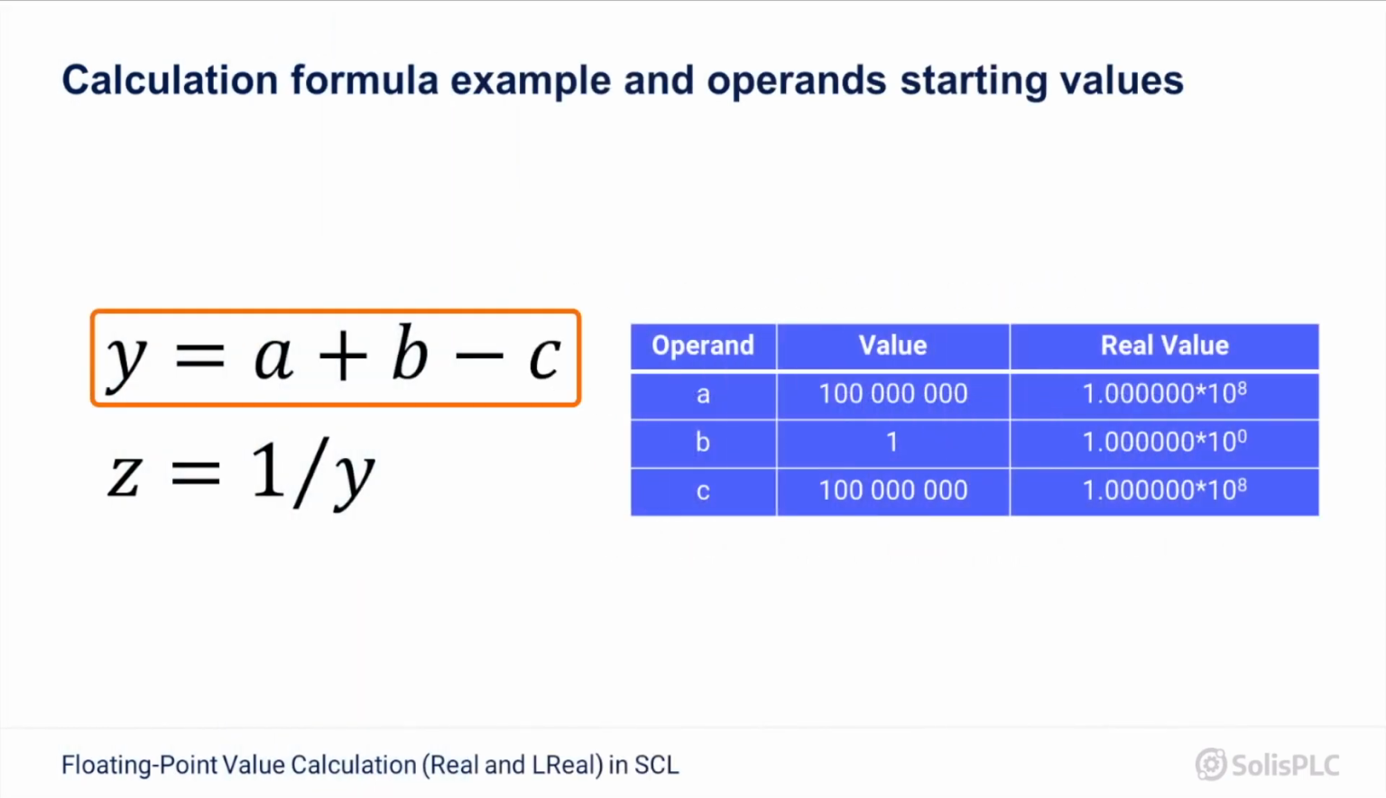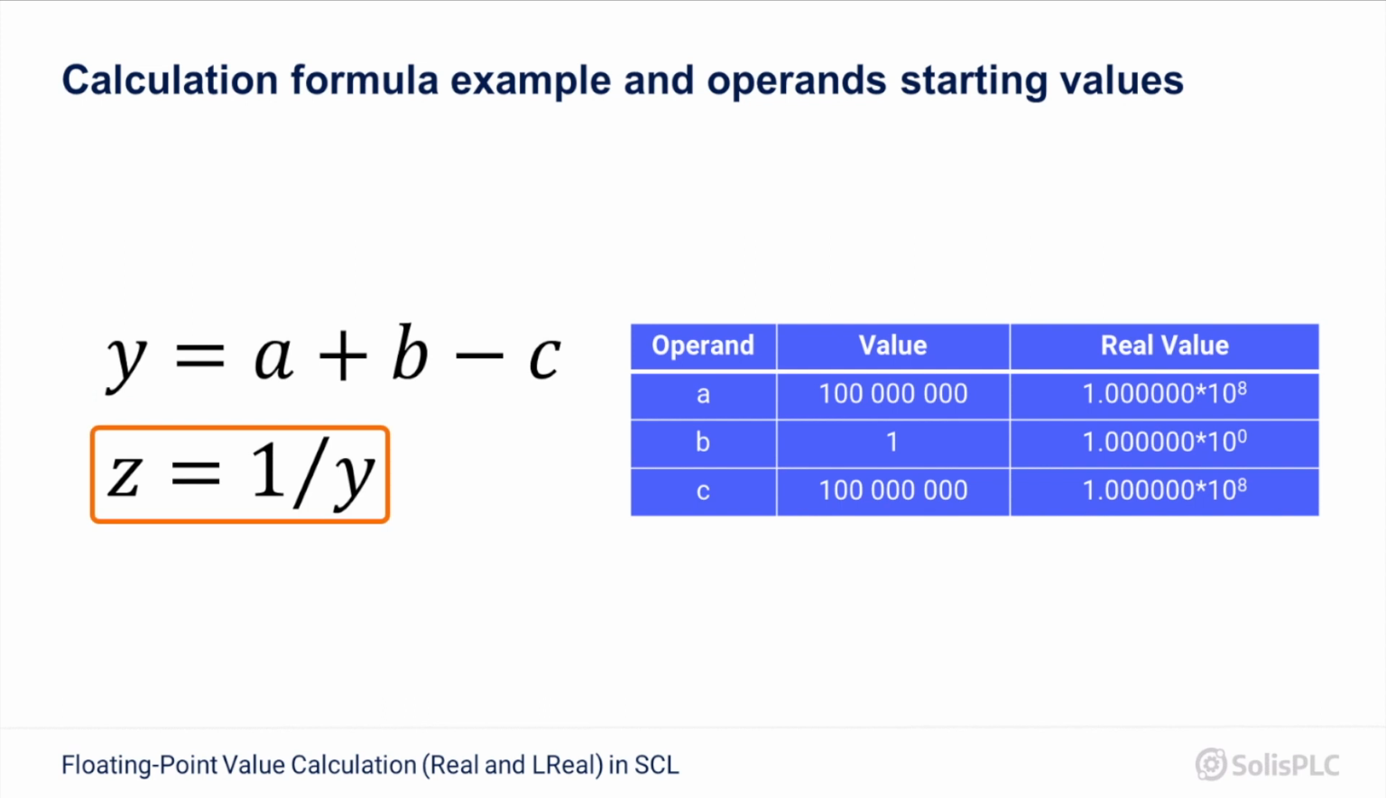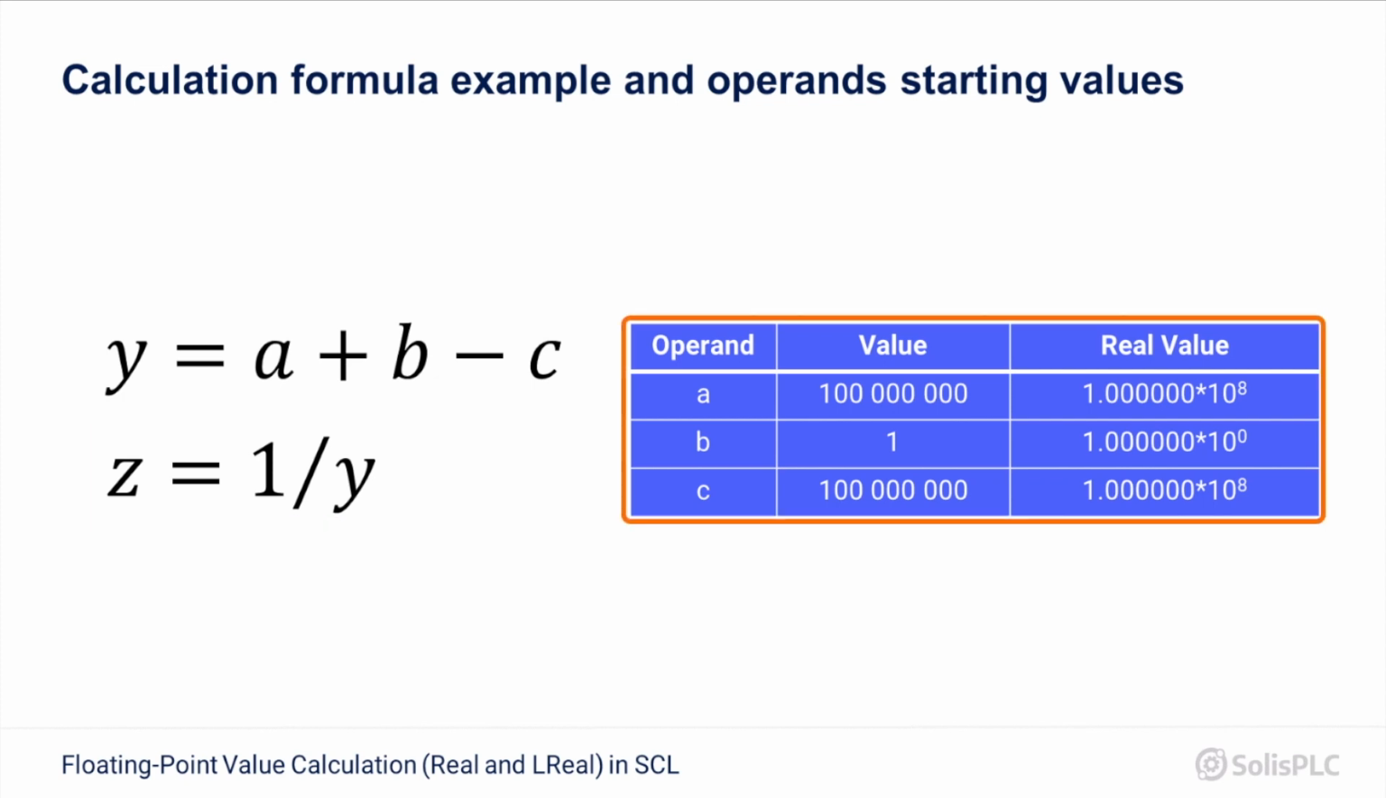As you can see, two operands of the data type Real, A and B, must be added, and one Real operand, C, must be subtracted to complete the first calculation line. In the second calculation line, the constant 1 is divided by the previous outcome y, and the result is stored in the operand z. The following values are assigned to the operands as shown in the table.